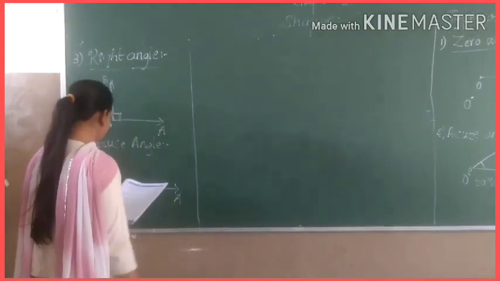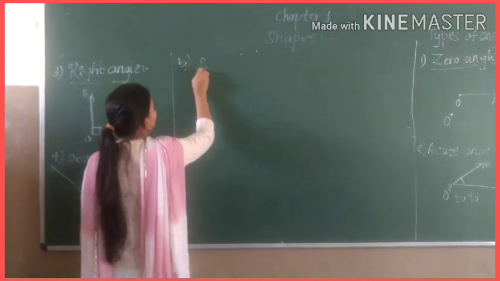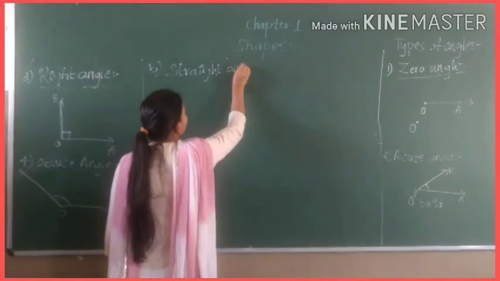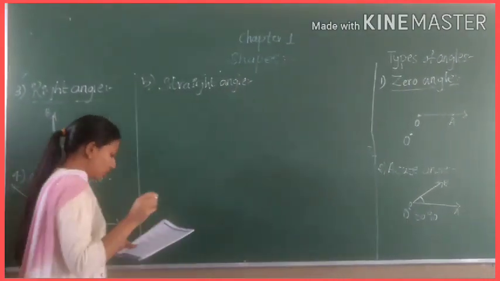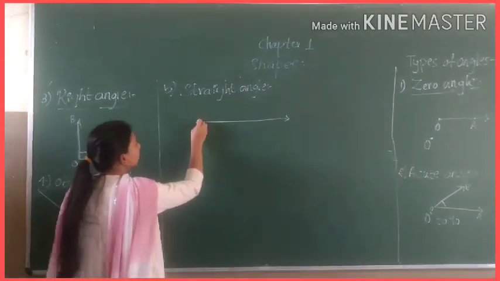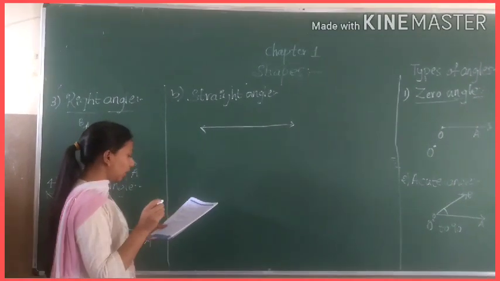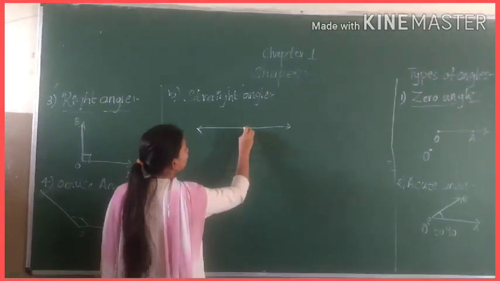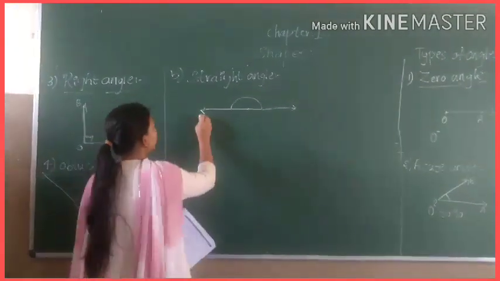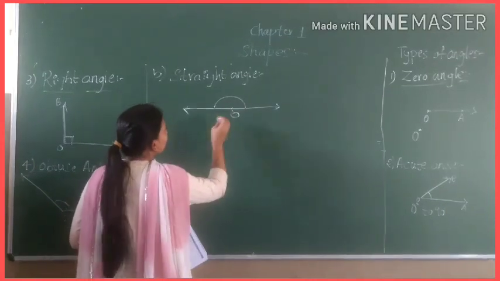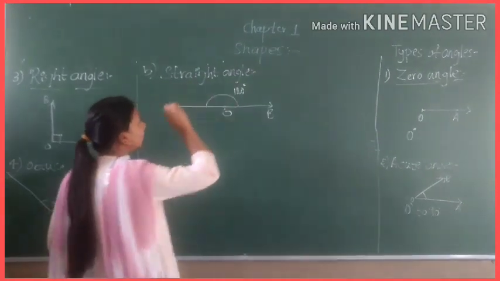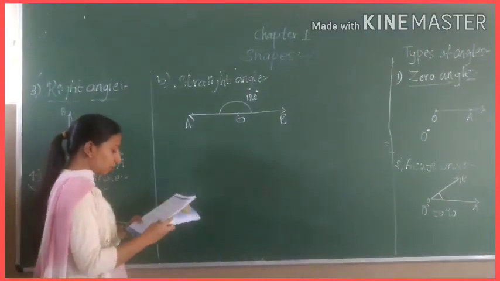Next one is straight angle. Straight angle has the shape of a line. The angle formed between the initial and the final ray is 180 degree. This one we call the straight angle. It has a measurement of 180 degree.